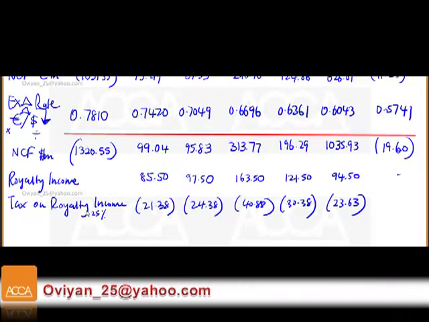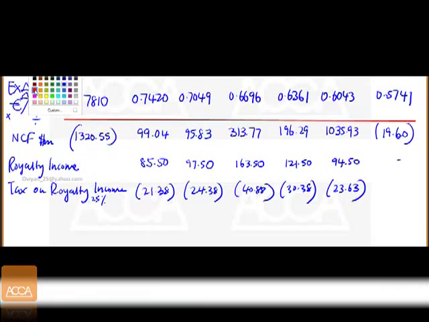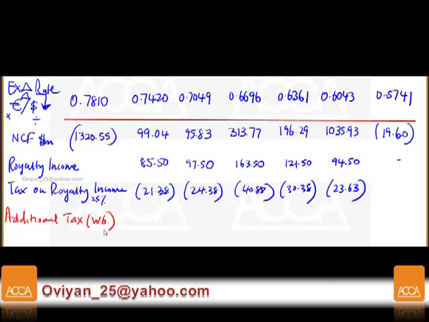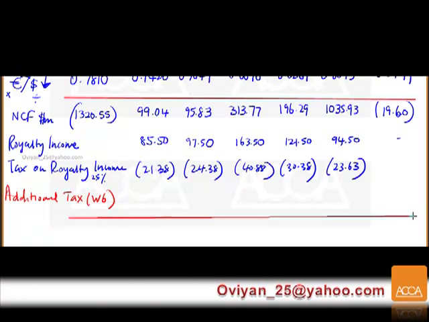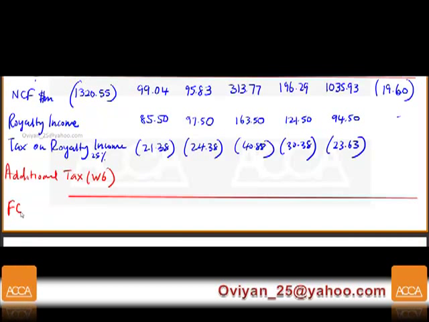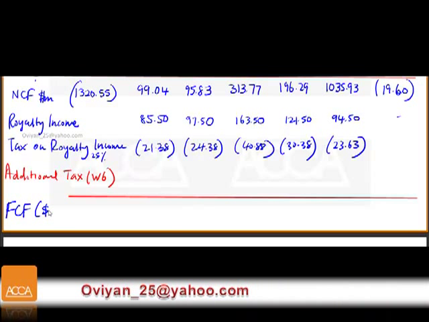Now what is the next thing you have to do is you have to put in something special called additional tax, which is going to be in working number 6. We'll put that figure later. Then we're going to get these figures out called free cash flows. We're going to have this thing called free cash flows in dollar million.